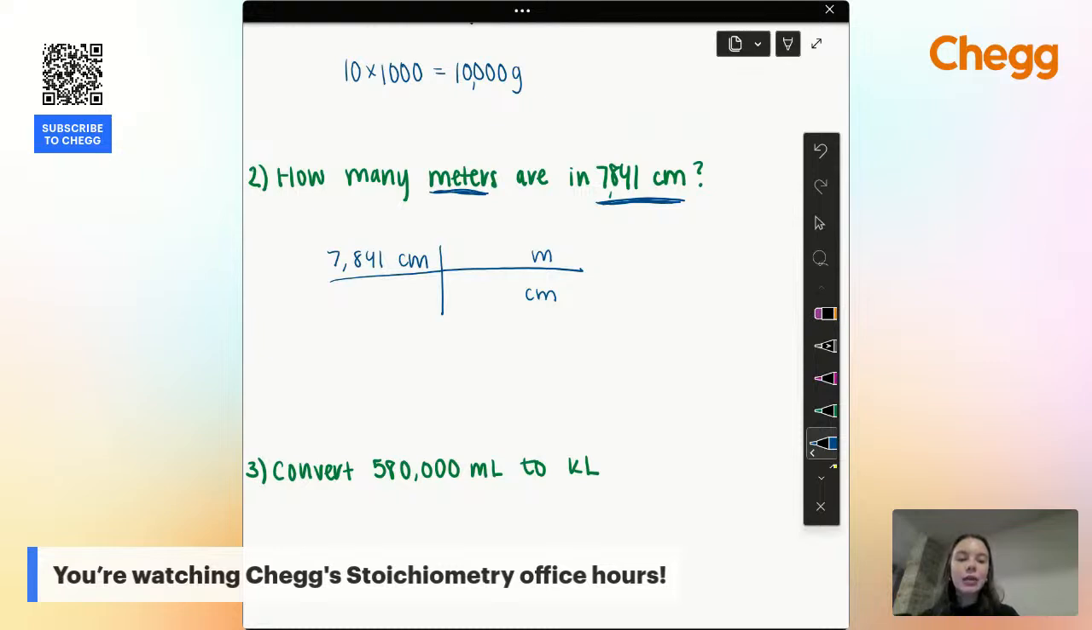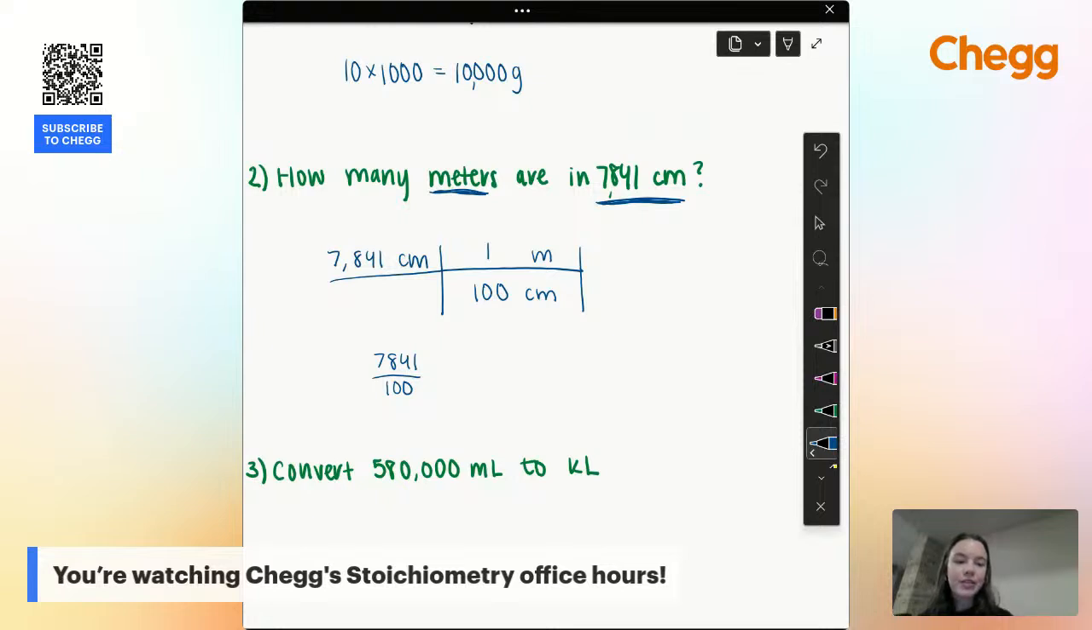Now, if you know the conversion from meters to centimeters, put it in the chat. That's, again, something really important you need to know and memorize. So I know that 1 meter has 100 centimeters. Again, we multiply the top and divide the bottom. So for this, we're going to do 7,841 divided by 100. I'm going to give y'all a couple seconds to put that in your calculator, and type the answer if you know it.